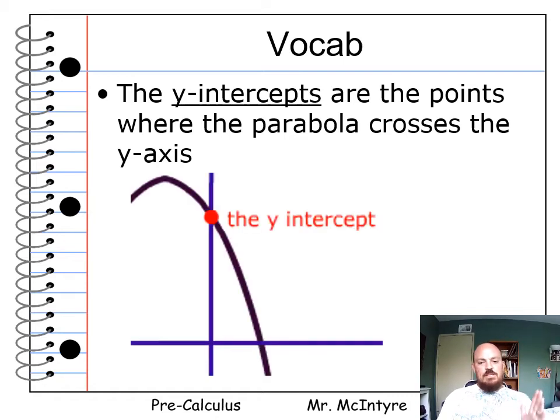And here's an example, although I just kind of cut off one side of the parabola. Imagine you have the parabola going like this. It's crossing the y-axis right there at the y-intercept at that red point.